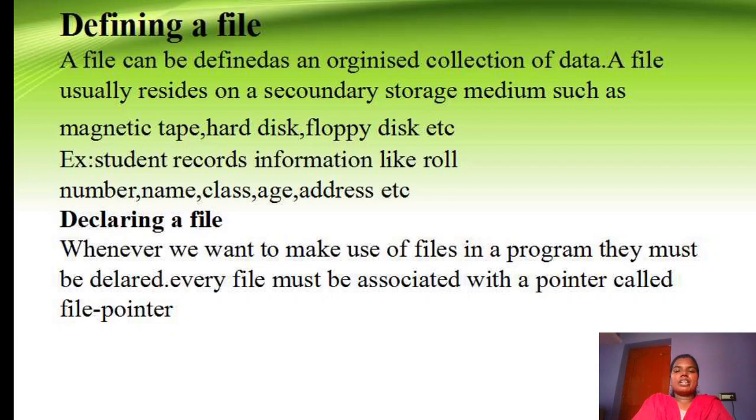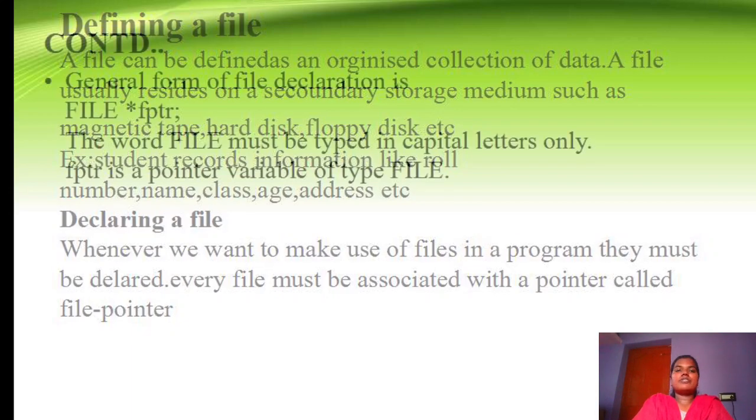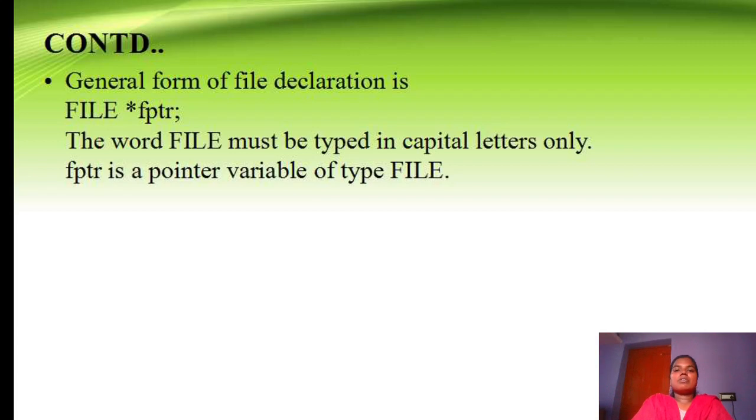Next, let us see the declaration of the file. Before using a file, we need to declare that file in the program. For that, we require a file pointer. Let us see the general definition. The general form of the file declaration is FILE *fptr. In FILE *fptr, FILE should be in capital letters. That shows the type of the file, and *fptr is the file pointer. It is of type pointer.